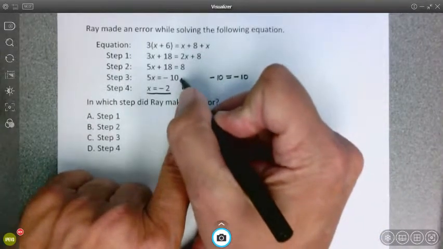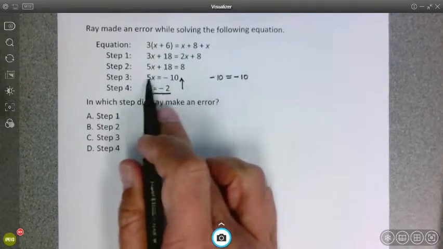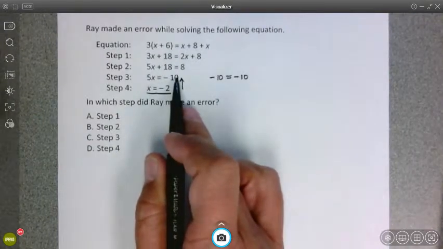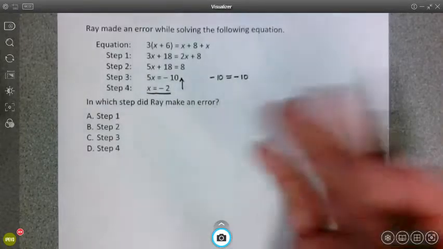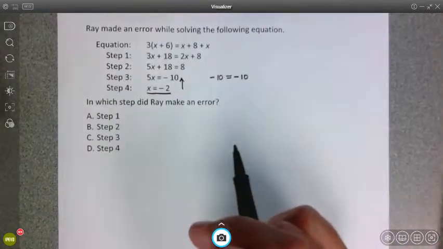So this leads to this being correct. I'm moving my way up. I started with this, and it naturally follows that -10 equals -10. So going from here to here was okay, with -2 being the solution.